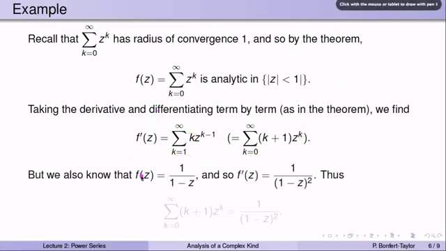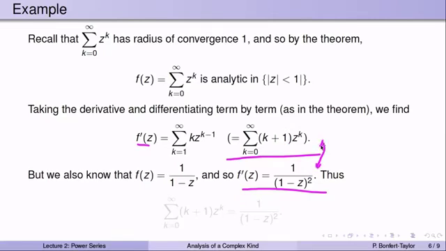So now remember, we also know that f of z is 1 over 1 minus z, and so we know the derivative of 1 over 1 minus z, which is 1 over 1 minus z quantity squared. So I found 2 ways to express the derivative of the function f. And since both are the derivative of the same function, these 2 things must agree with each other. And I therefore find that the sum of k plus 1 z to the k is 1 over 1 minus z quantity squared. So I was actually able to evaluate a new series and find its value using the fact that the derivative of my power series can be taken term by term.